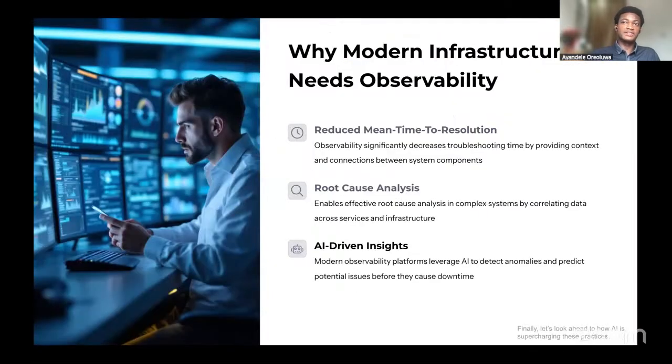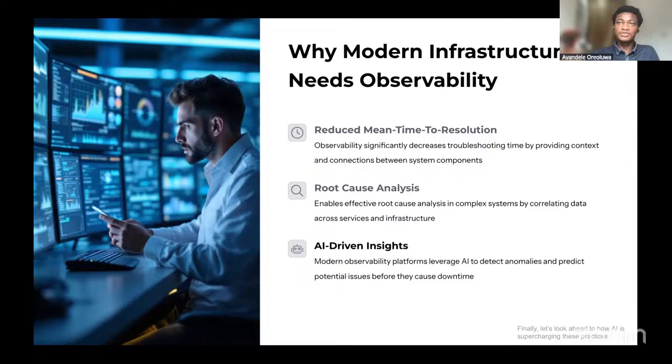So why does a microservice architecture or modern infrastructure use observability? As I mentioned before, it reduces mean time to resolution. Observability significantly decreases troubleshooting time by providing context and connections between these service components. The time from receiving that alert, to checking your monitoring dashboard, to finding the root cause of what's happening, is in minutes, and you are not leaving the platform. That's what this observability platform provides for you. Everything is centralized for you in New Relic. Everything is centralized for you to make use of.